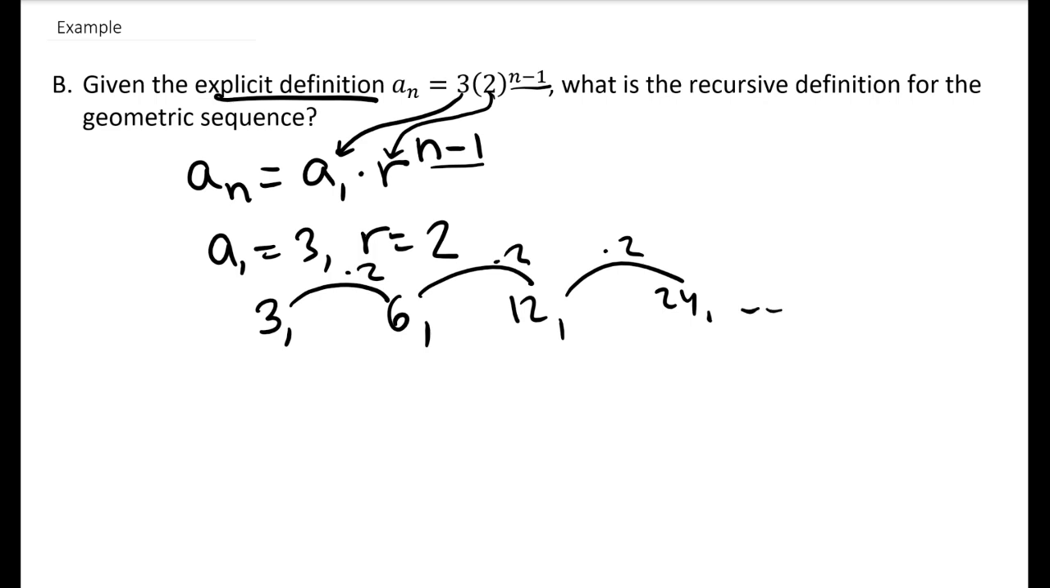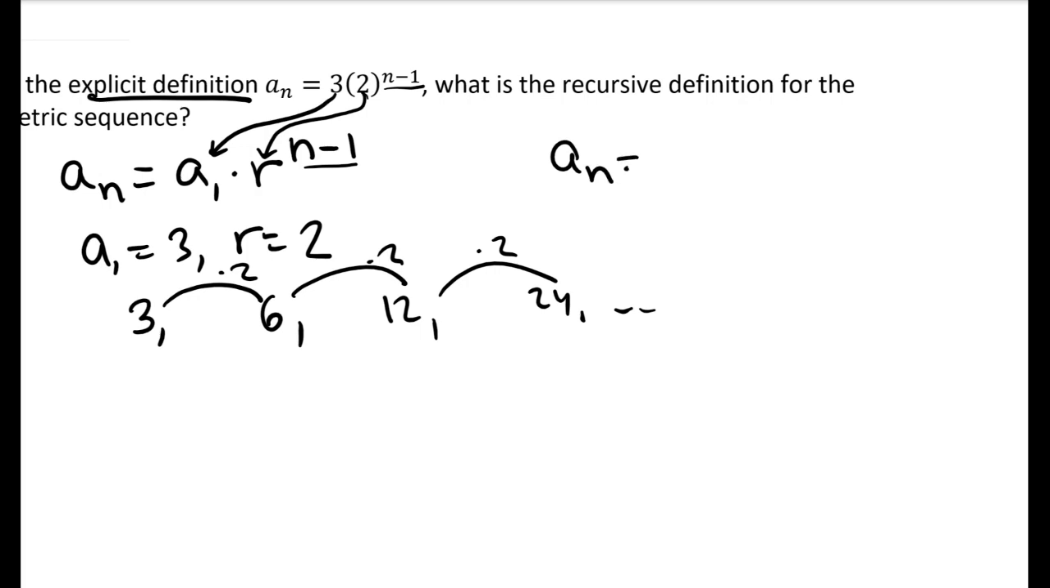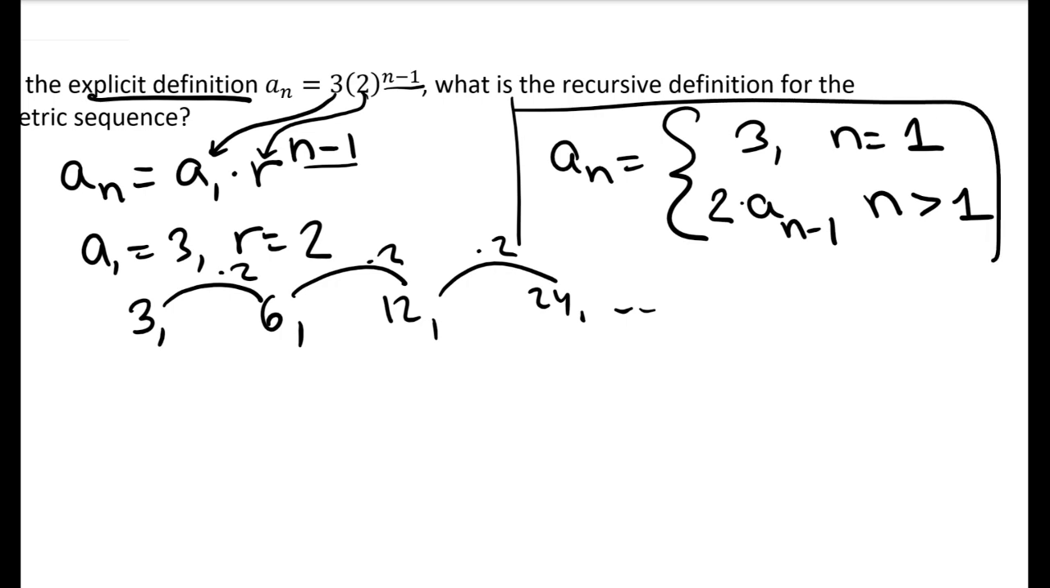There's the pattern. So the recursive definition is a sub n equals, you're going to take your first term. My first term is 3. So my n equals 1 term, that's 3. Anything else other than 1, like the second, third term, and so on, you're going to take the common ratio r, and you're going to multiply by the previous term, which we call a sub n minus 1. And that is my recursive definition.